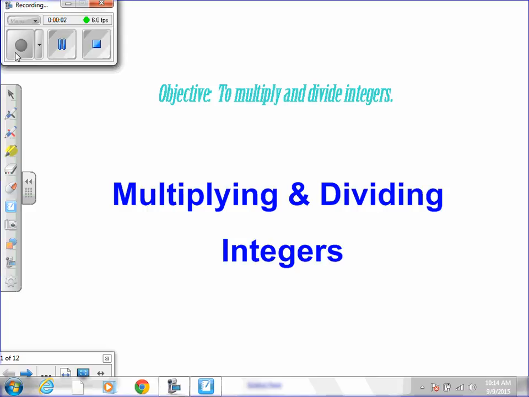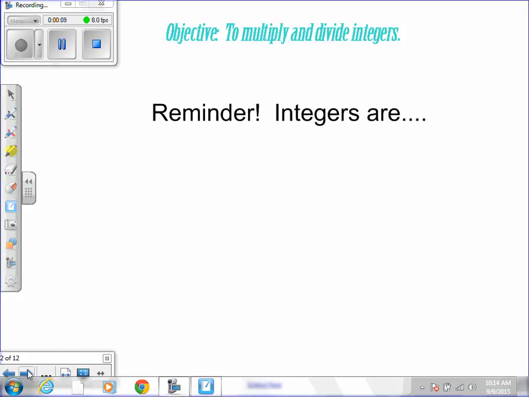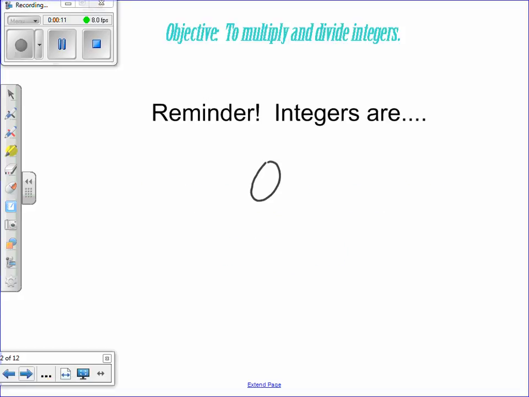Our goal today is to multiply and divide integers and to know why we're doing what we're doing and why it works. Okay, quick reminder. Integers include 0, positive whole numbers going on forever in that direction, and the opposite of positive whole numbers, going on forever in that direction. Remember, integers are not numbers with fractions. They are not numbers with decimals.